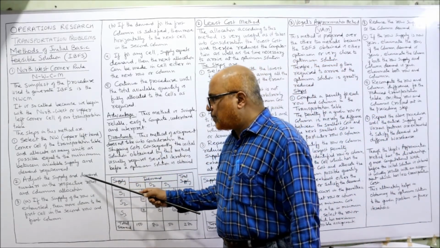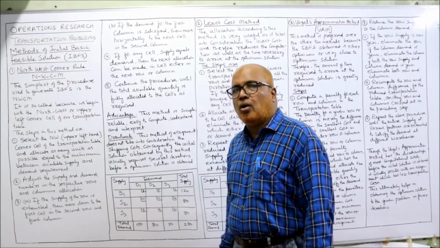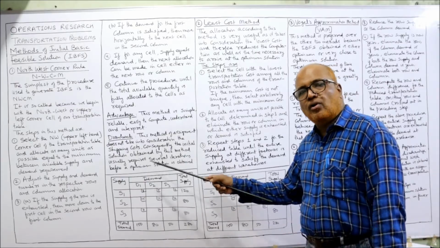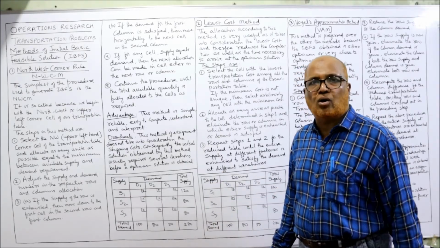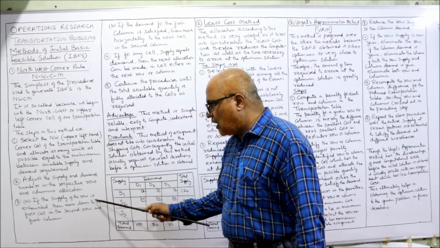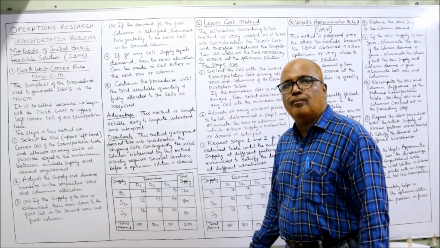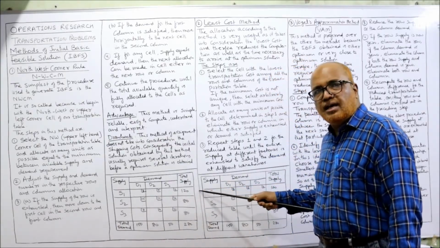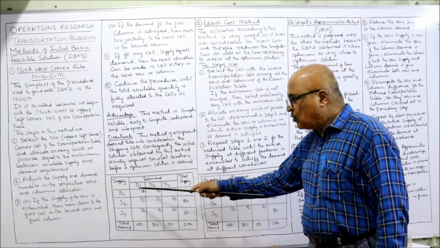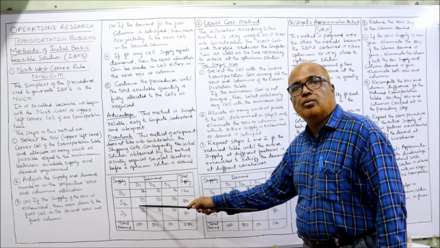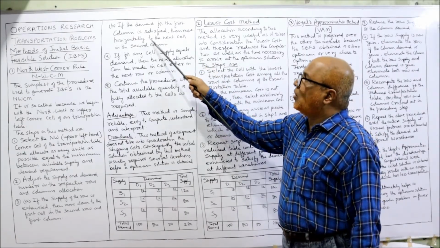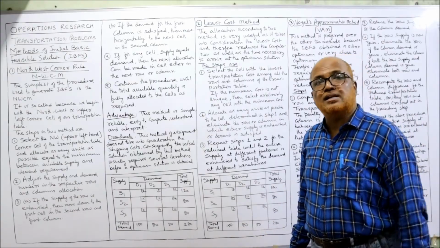Then adjust the supply and demand numbers in the respective rows and columns after the allocation. Then if the row is exhausted, block the row. If the column is exhausted, block the column. If the supply of a row is exhausted, then move down to the first cell in the second row. If the row is exhausted, it means here it will become 0. If it becomes 0, then we have to move down to the next row, right? If the demand for the first column is satisfied, then we move horizontally to the next cell in the second row.